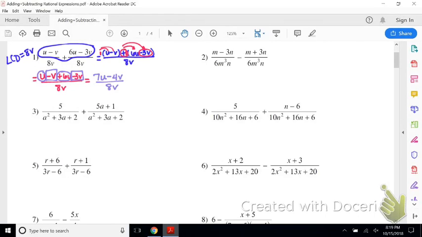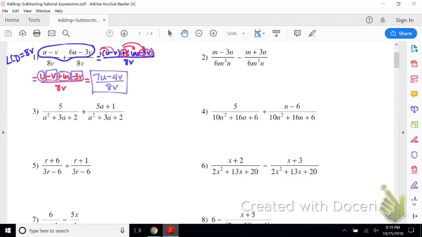Now, I can't combine anything else in my numerator, and I can't do anything to my denominator. We'll check in the numerator though and make sure, can you common factor? You cannot common factor. It has 2 terms, and it's a difference, but it's not a difference of squares or cubes. So this would be our answer. And basically that's what you're going to do on 2 through 6.